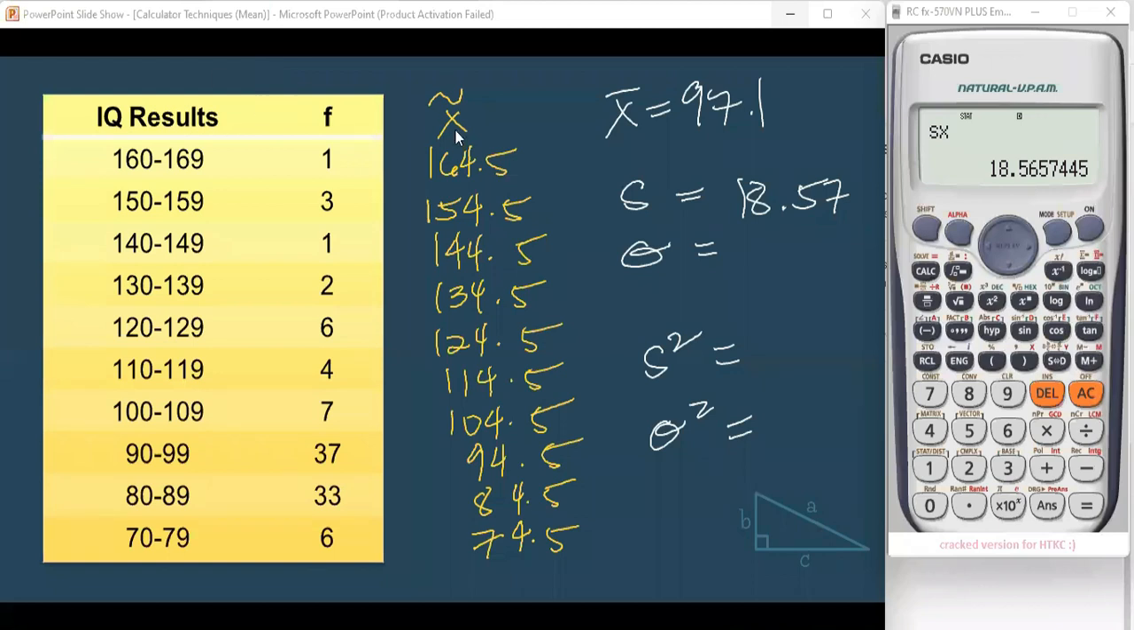Then we're going to get its squared for the sample variance. So squared po natin, that will give us 344.69.